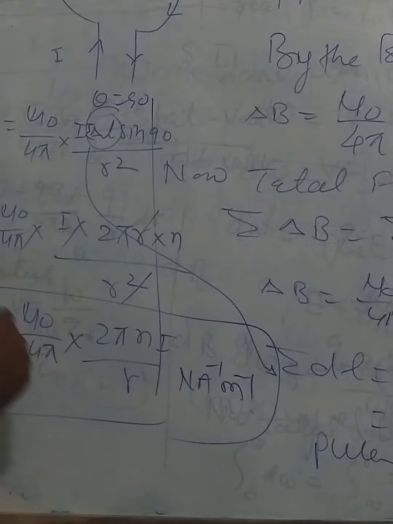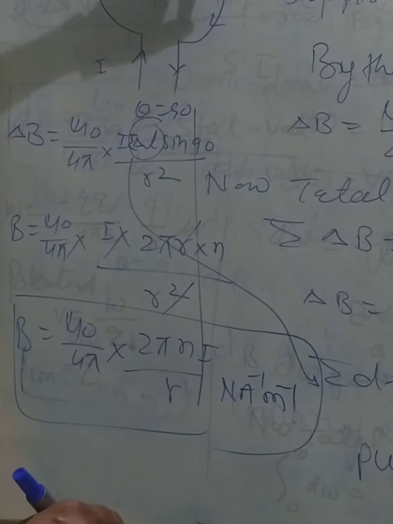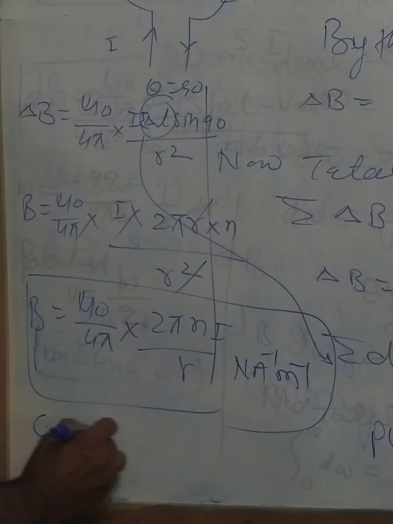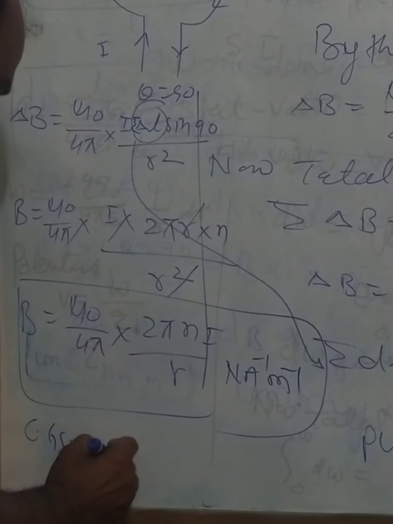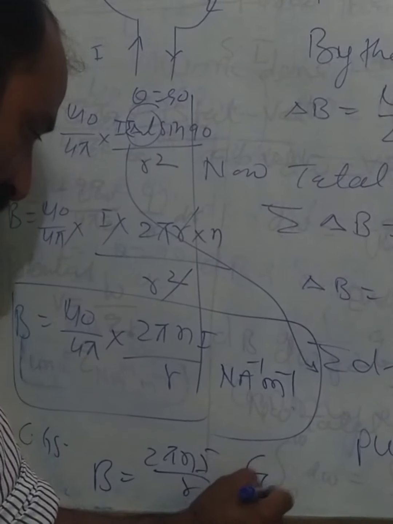This is the final derivation for the magnetic field at the center of a circular coil. If we go for CGS, then B is equal to 2 pi n I upon r Gauss.